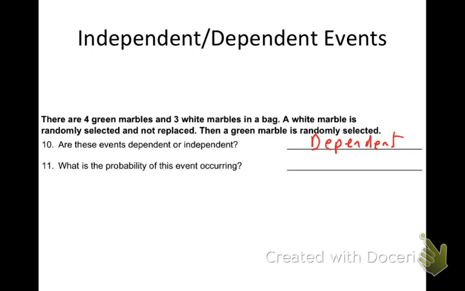So what's the probability of this event occurring? Well, what's the probability of grabbing that first white marble? 3 out of 7. What's the probability of grabbing a green marble then? 4 out of 6. And what's the probability of both of those things happening then? 2 over 7. Nice job. Good simplification. 2 sevenths is correct.